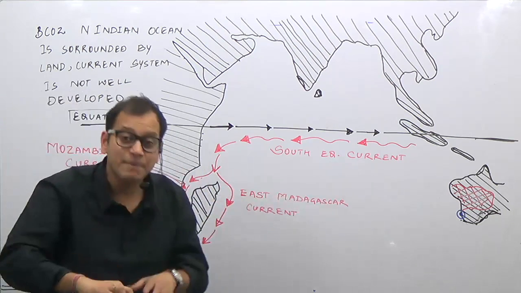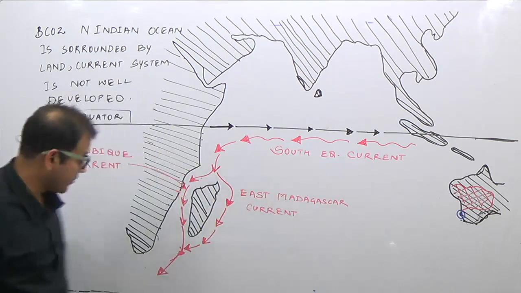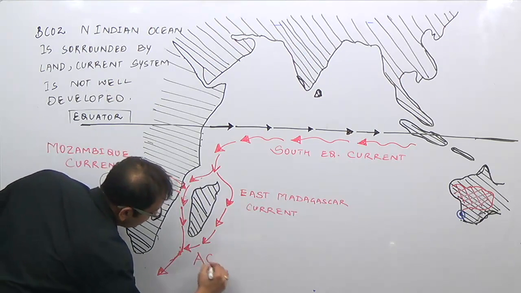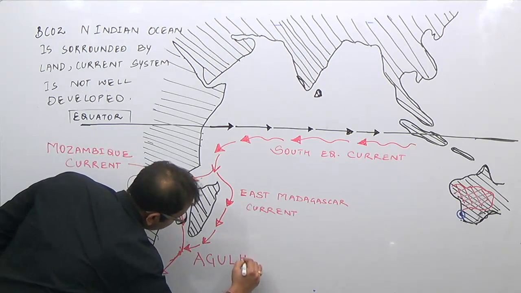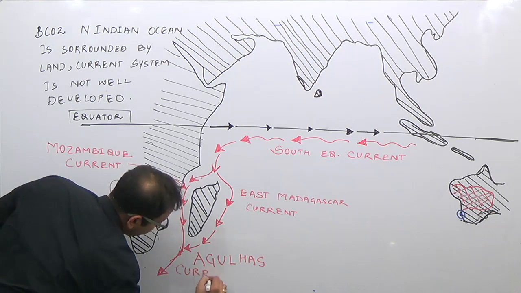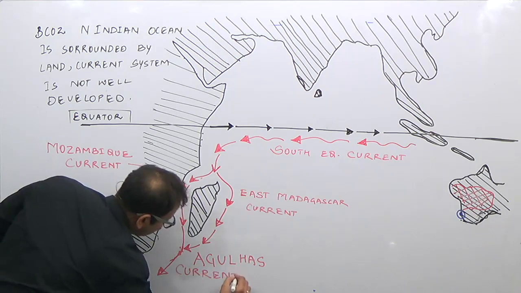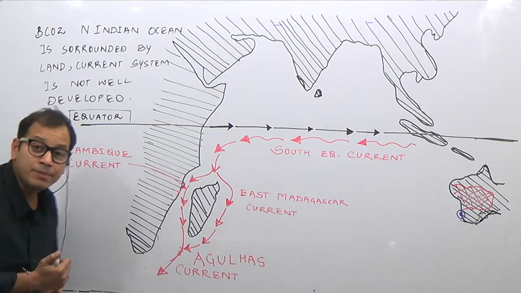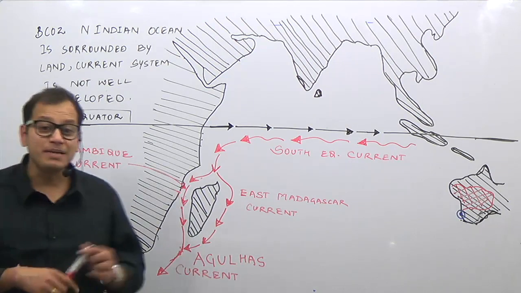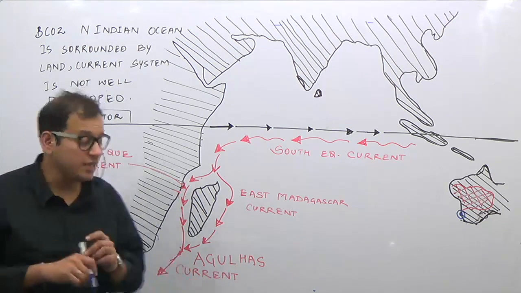Both this Mozambique current and the south equatorial current join to form a larger current which is known as the Agulhas current. The Agulhas current is at the southern tip of eastern Africa. So these are the important warm ocean currents of the Indian Ocean.